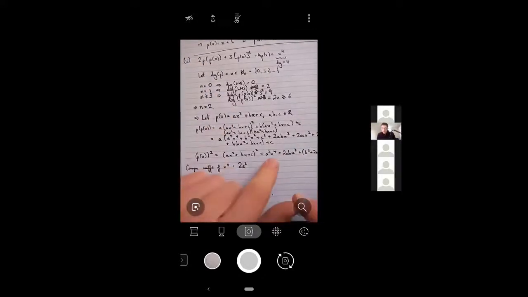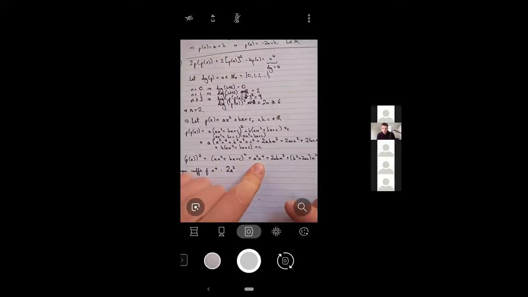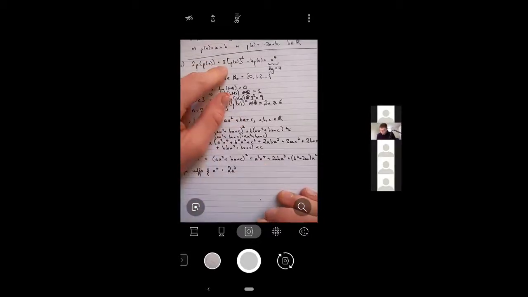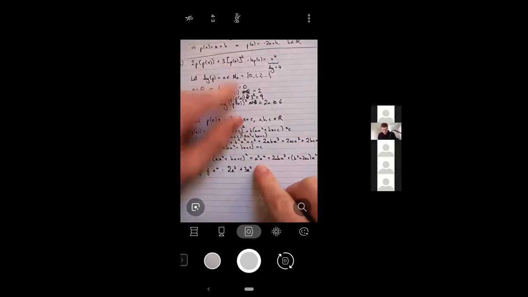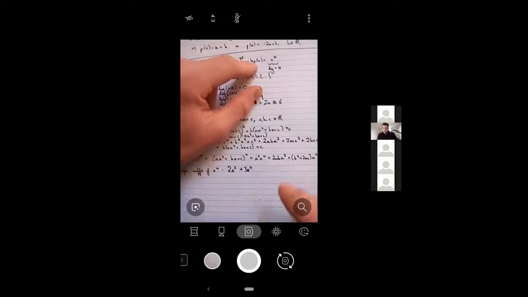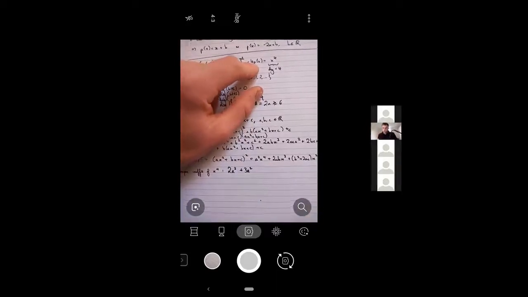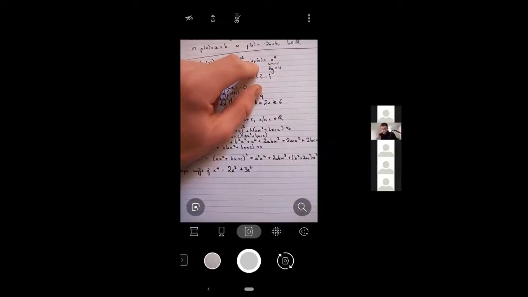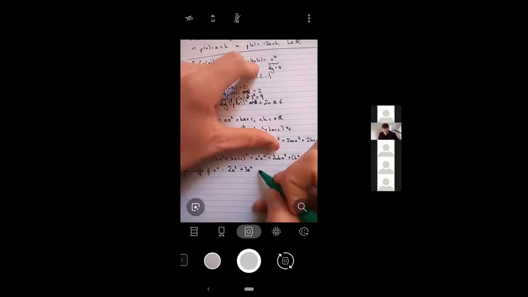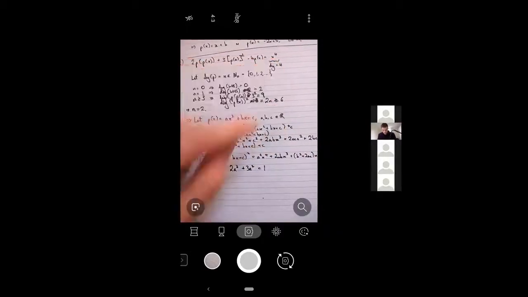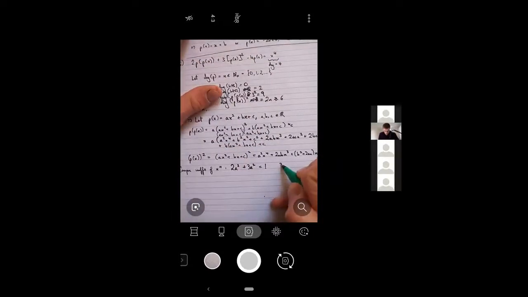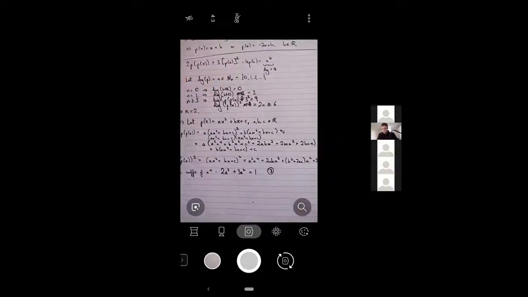And over here, we've also got a term that has x to the 4, and this is multiplied by 3. So we've got 3 times a squared, because that's the coefficient in here. And then the 4p of x can't contribute a term of degree 4. And the coefficient in front of x to the 4 here is just 1. So that's, let's call it equation 3, because I have 1 and 2 on the previous page.